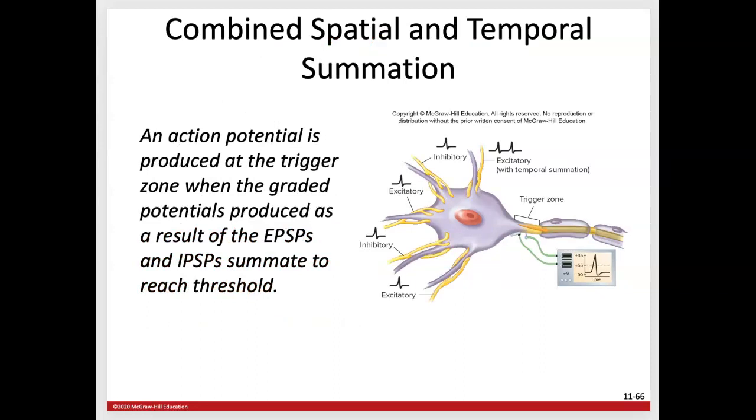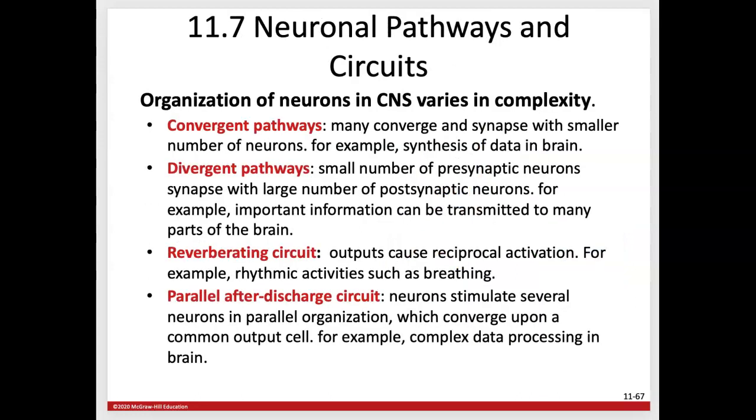So, combined spatial and temporal summation: an action potential is produced at the trigger zone when the graded potential produced as a result of EPSPs and IPSPs summate to reach threshold. Basically, if enough excitatory inputs come in to outweigh the inhibitory, then an action potential will actually happen. I'm going to stop here and pick up on these last two slides. Actually, no, I have time to finish this.